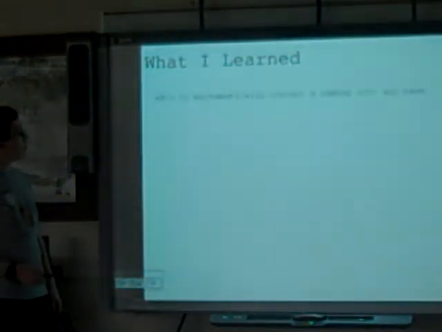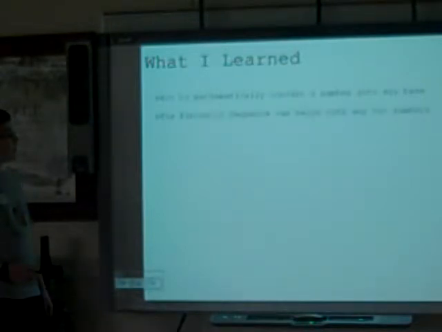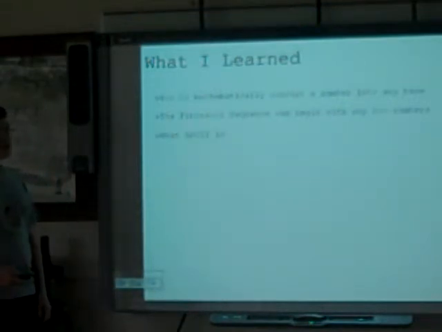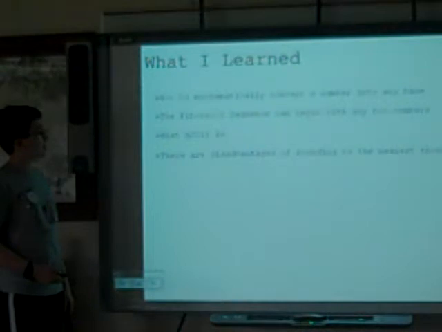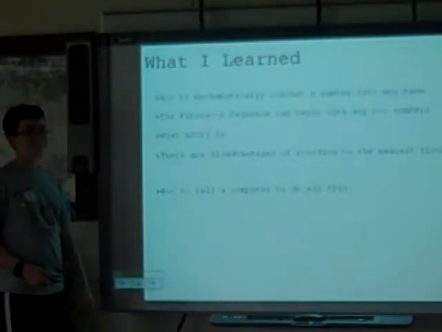What I learned: how to mathematically convert a number to any base. I learned that the Fibonacci sequence can begin with any two numbers. I learned what ASCII is. I learned that there are disadvantages of rounding to the nearest thousand. And I also learned how to tell a computer to do all this.